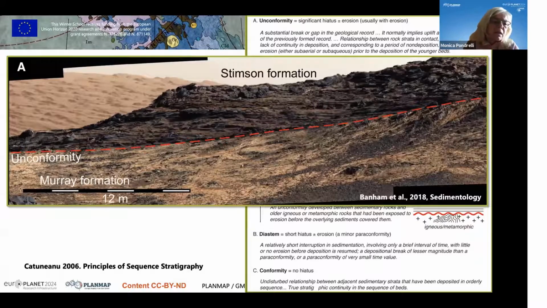And this is an unconformity on Mars. This is a picture taken by Curiosity within Gale crater. You see these layers below. I hope you can see they are cut here. Maybe here it is more clear, they are eroded in correspondence of this surface. So we have erosion, non-deposition, and then deposition of this other unit, a formation in this specific case.